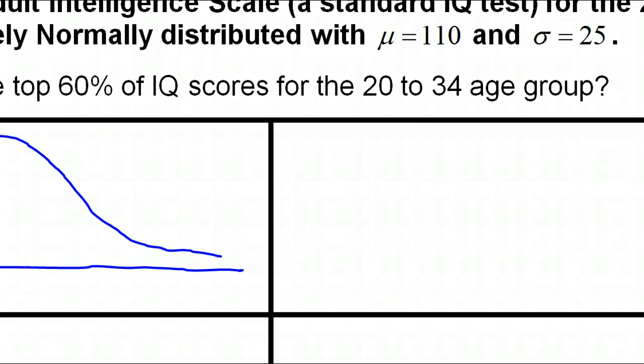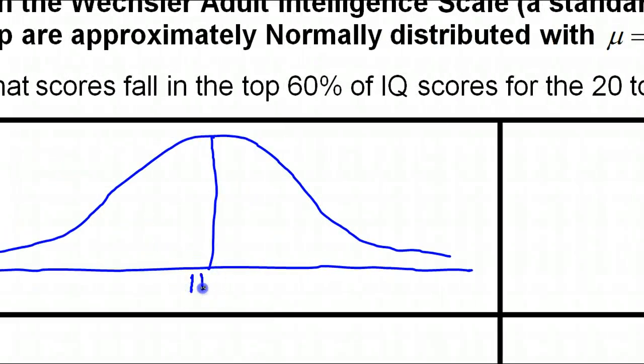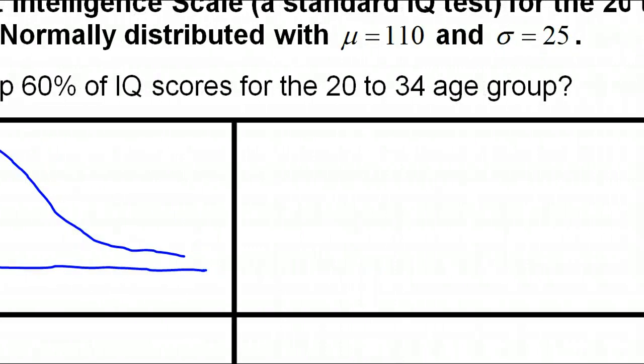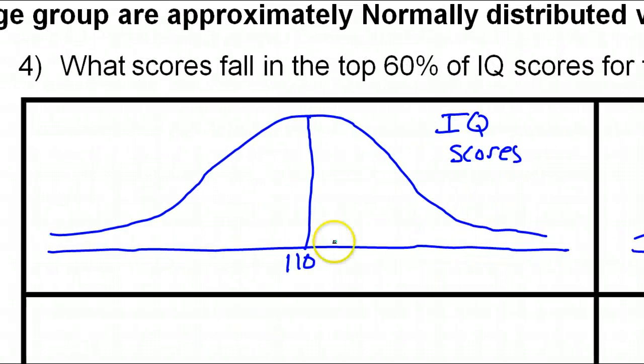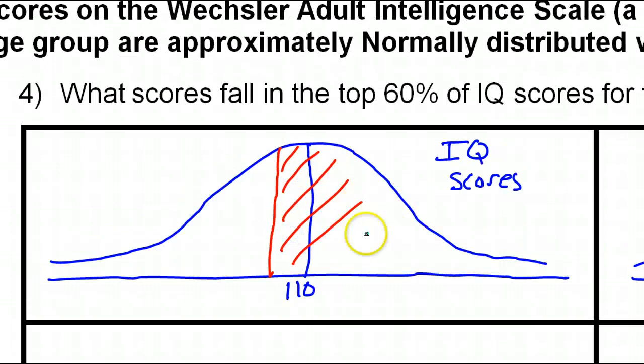Let's see, the mean is 110. So let's put that down. And okay, now the question. What scores fall in the top 60%? Well, we know that this is the top 50% on the right-hand side. So the top 60% has got to be a little bit bigger than that. So I'm going to put it about here, say. So the top 60% is going to be everything to the right of this line. And let's label this, so this is supposed to be 60%.